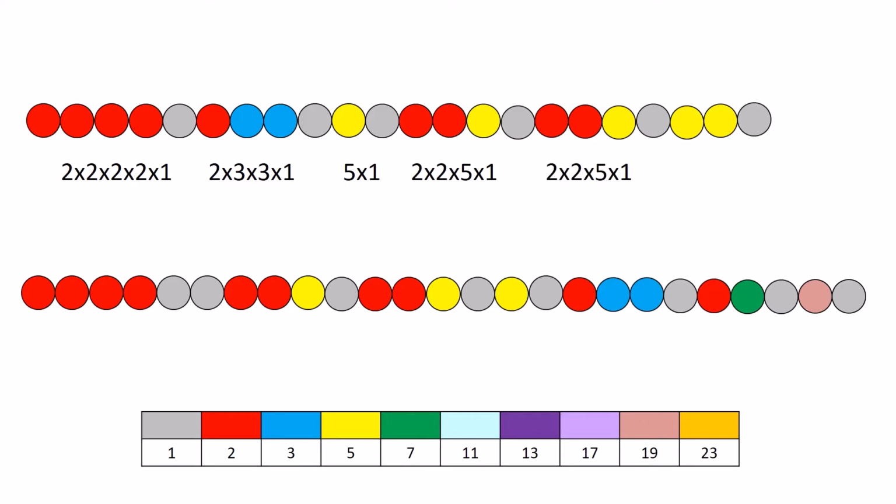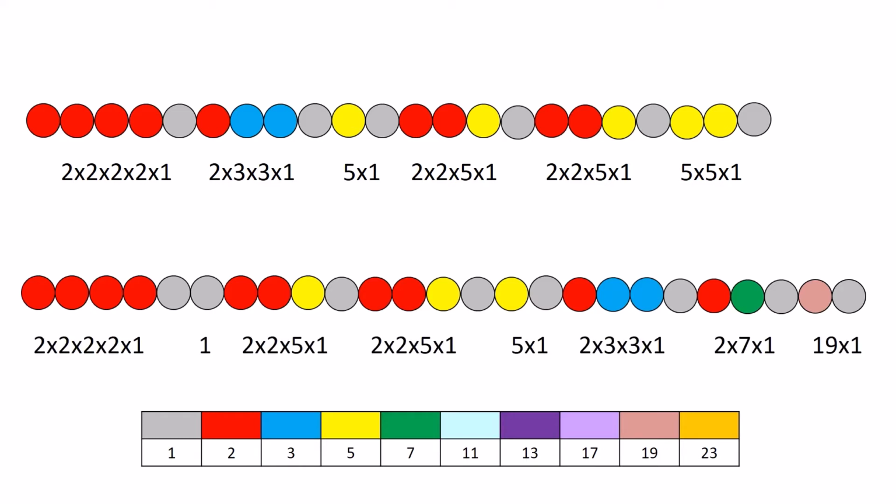2 times 2 times 5 times 1 again. 5 times 5 times 1. Then you get 2 times 2 times 2 times 2 times 1. Then just 1 by itself. Then 2 times 2 times 5 times 1. Then 2 times 2 times 5 times 1. 5 times 1. 2 times 3 times 3 times 1. 2 times 7 times 1, and 19 times 1.